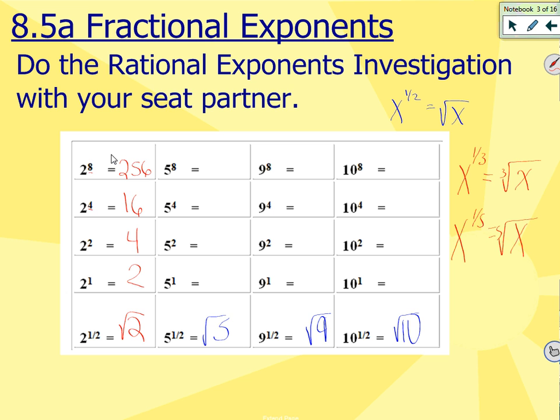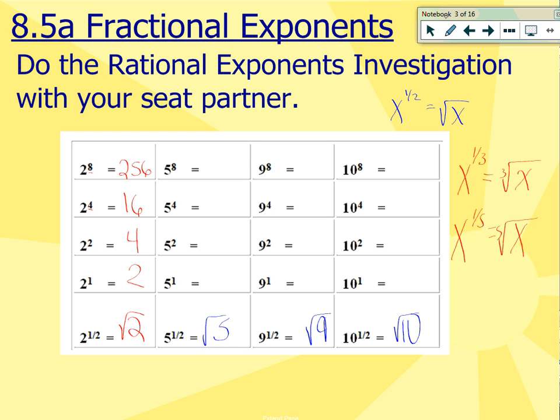So when they ask you at the bottom, what is 8 to the 1/3 power? 8 to the 1/3 power is the same as saying the cube root of 8. And when you do the cube root of 8, you're asking yourself, what do you cube to get 8? 2. Good. That's the cube root.